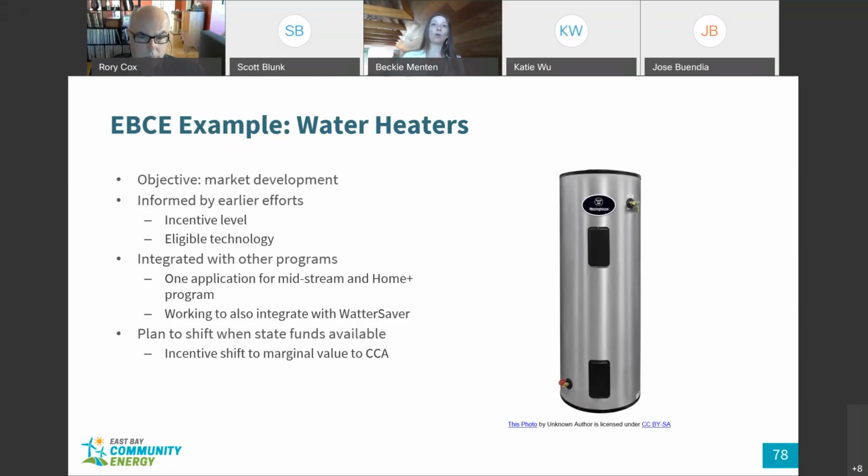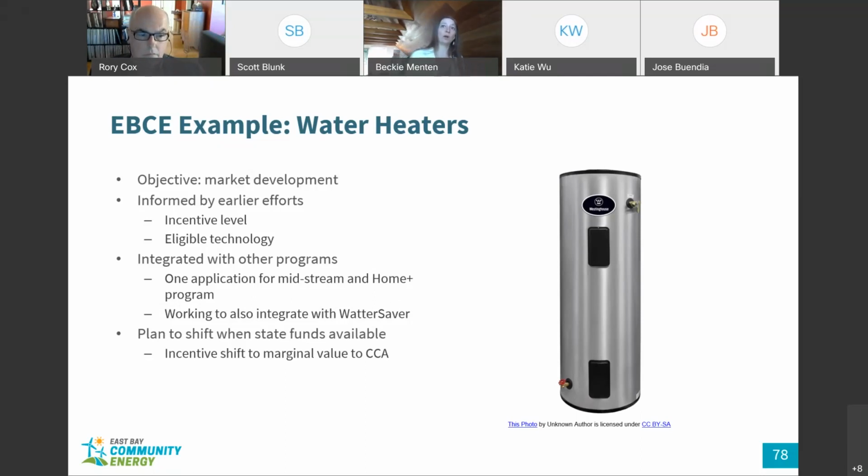Even with that, the program understood very quickly that the $1,000 that were being offered to the contractor were not going to be sufficient to motivate consumers to move towards the heat pump over the existing technology. And therefore, integrating with other programs became a really important next step for us as we considered the program design.